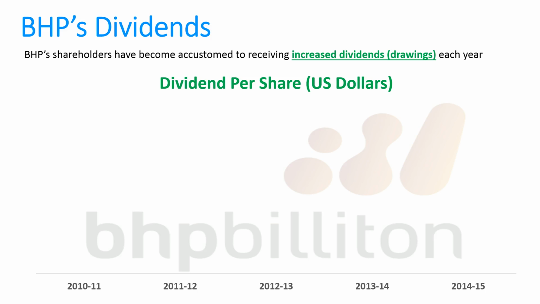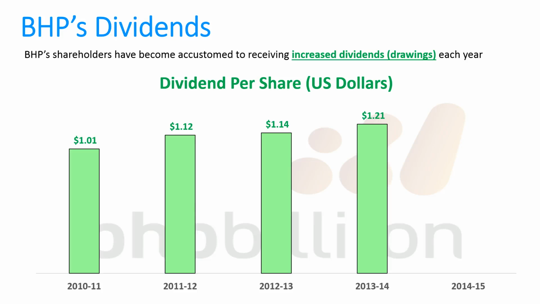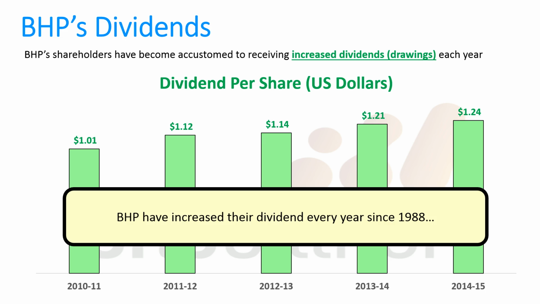Looking at BHP, it's a really good example of a company where you can make money by getting dividends. Over the last 5 years, the dividend has gone up for each share that you owned. You got a dividend of $1.01 in 2010-11. That went up to $1.12, then $1.14, then $1.21, and they announced that the 2015 dividend would be $1.24. So that you can see has increased every year, and in fact BHP have made it a policy to make that dividend go up every year since 1988.